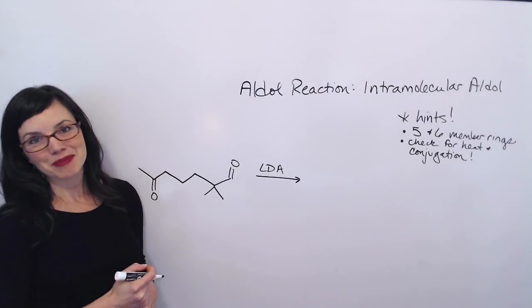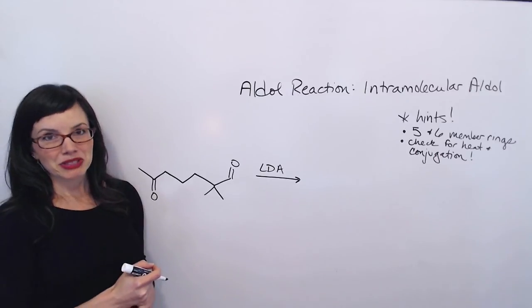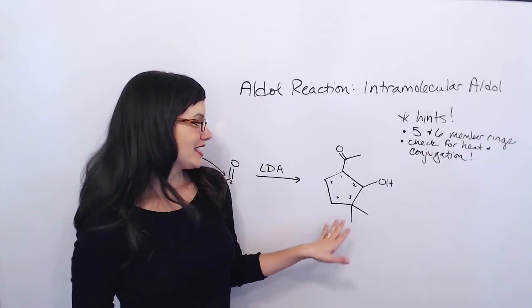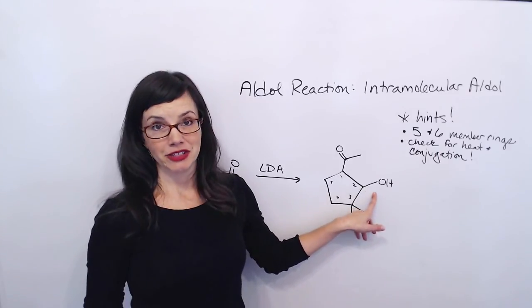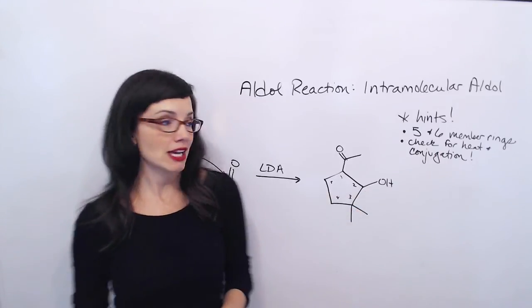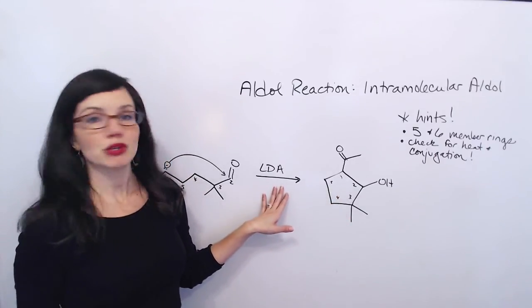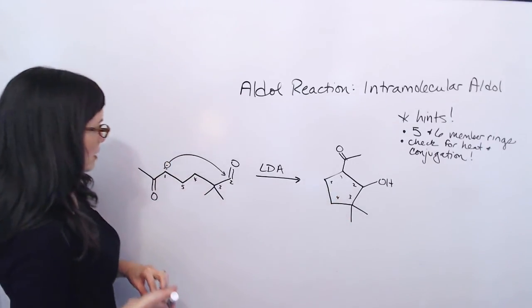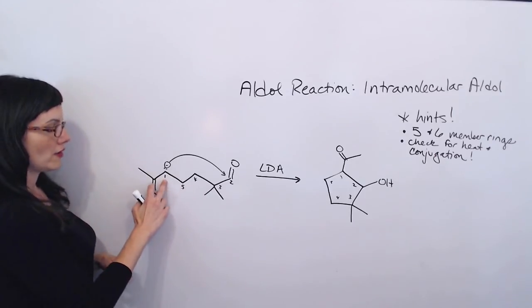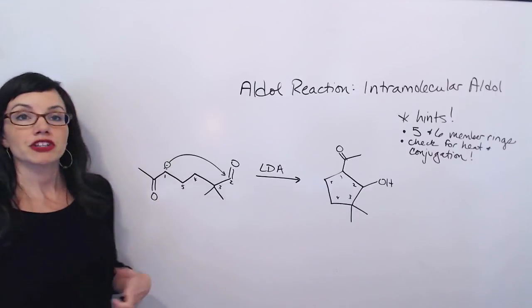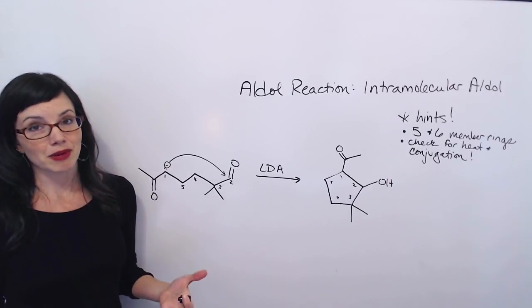If you want one more example, here's one that you can try. Let's predict products and see how you do. This is what my product looks like. You'll notice that I left the beta hydroxy group and did not continue with the elimination step because there's no conjugation and there was no heat present. I used this alpha carbon rather than this one to attack my carbonyl because I wanted to create a 5-membered ring, not a 7-membered ring.